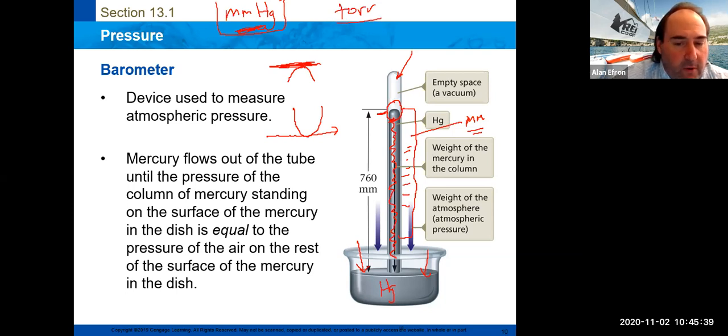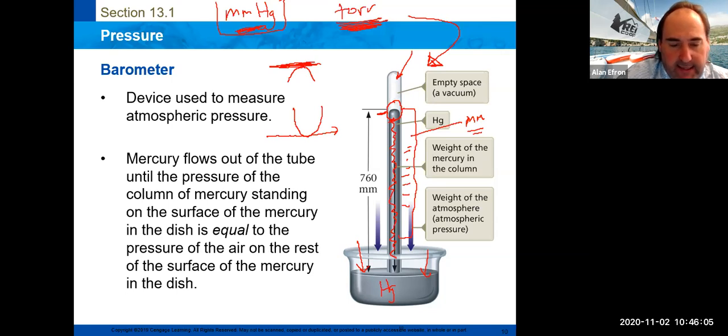The other unit, the torr, is named after the man who invented the barometer, a guy named Torricelli. So that's where those two units come from. One is more of a practical unit, like reading a ruler in millimeters of mercury, and the other is named after the guy who invented the barometer. And that's where we get the torr unit.